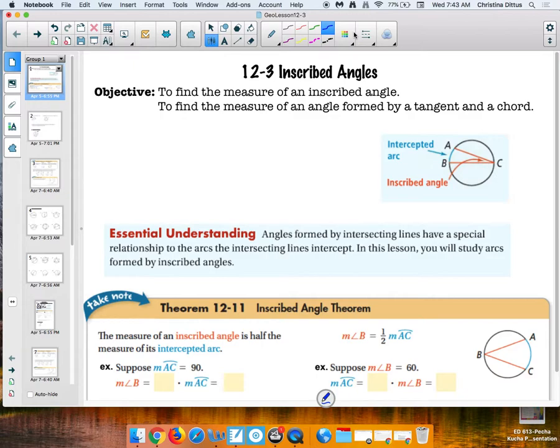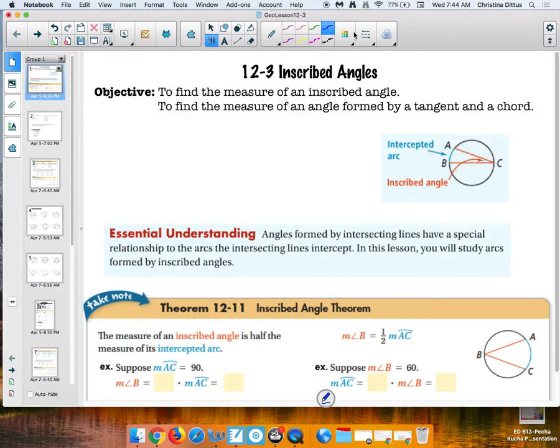Our objectives: find the measure of an inscribed angle and find the measure of an angle formed by a tangent and a chord. Remember, a tangent is a line that touches our circle in only one spot. A chord is the inside line of a circle, goes from one end to another. It doesn't have to go all the way across. It could just take up like a third of the circle, not just like a diameter. So tangent outside the circle, chord inside the circle.